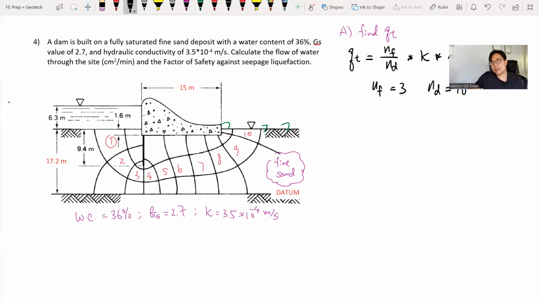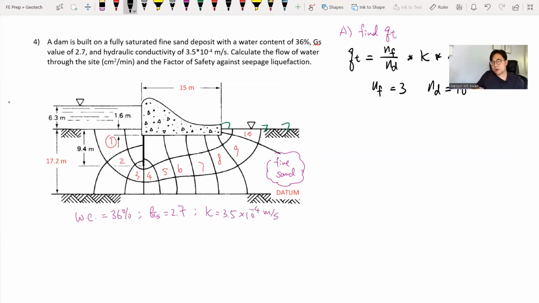So both N sub F and N sub D are the parameters of the flow net. Once you construct a flow net, and very likely in the FE exam, if you see a flow net problem, because of the time constraint, the flow net will already be given to you. Now it just comes down to whether you know how to count N sub F and N sub D. N sub F is the number of flow tubes, and N sub D is the number of drops. In this case, N sub F is equal to 3, and N sub D is equal to 10. And K is given, which is the hydraulic conductivity of the soil.